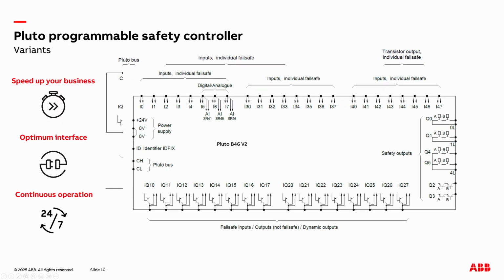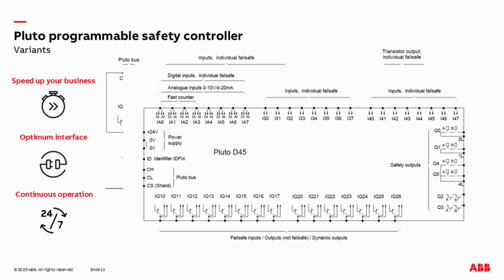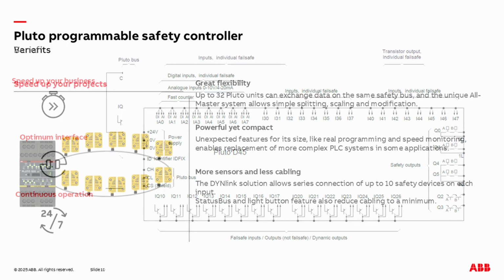And if you need to scale it, if you have the demand for more inputs, just go up to Pluto B46 V2. You can even mix them if you wish. You can have B20 and B46 or another type of Pluto on the network. And this one just adds extra relay outputs, Q4 and Q5. Yeah, and then we have the final one that I'm going to talk about. It's the Pluto D45. It's almost the same as the Pluto B46, but it also has safe analog inputs, up to 8 of them, 0 to 10 volts, 4 to 20 milliamps, fully functional safety, SIL 3 PL e possibility. So yeah, that's the hardware.